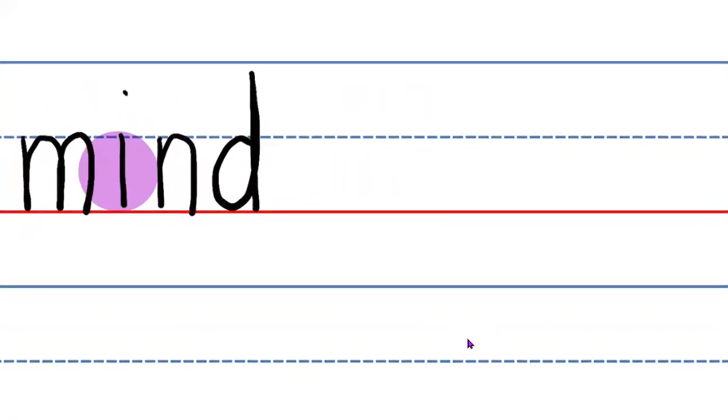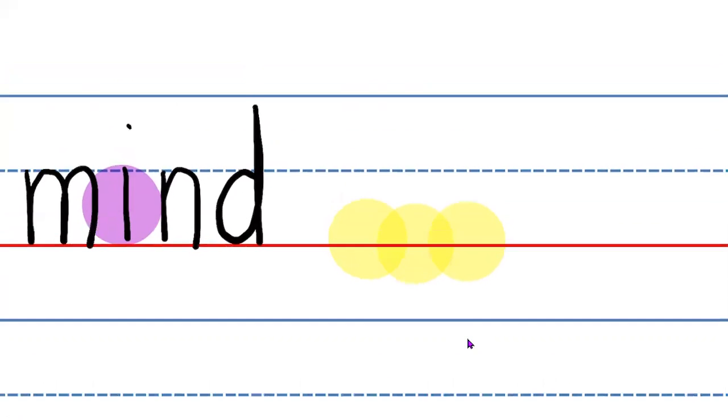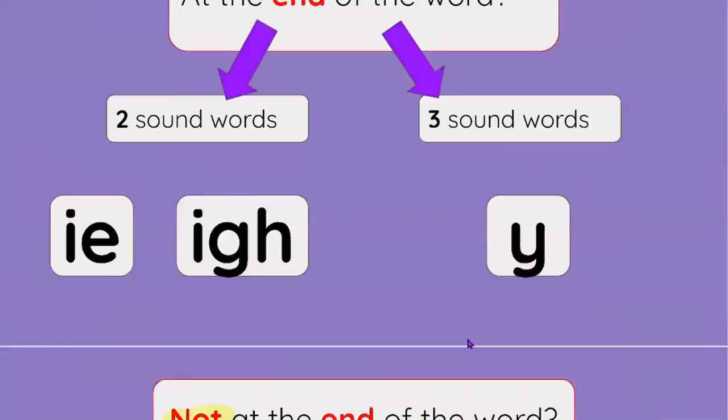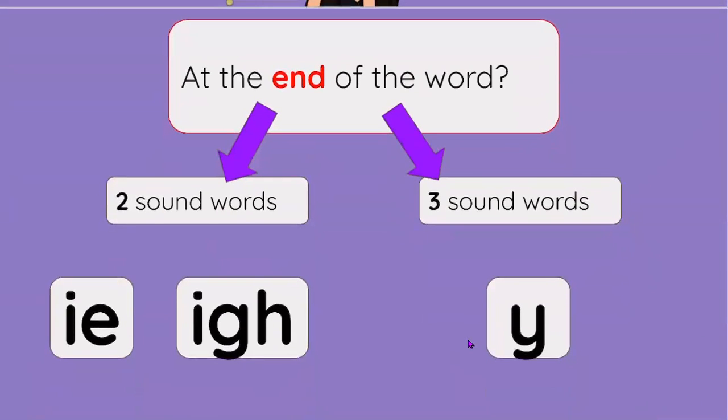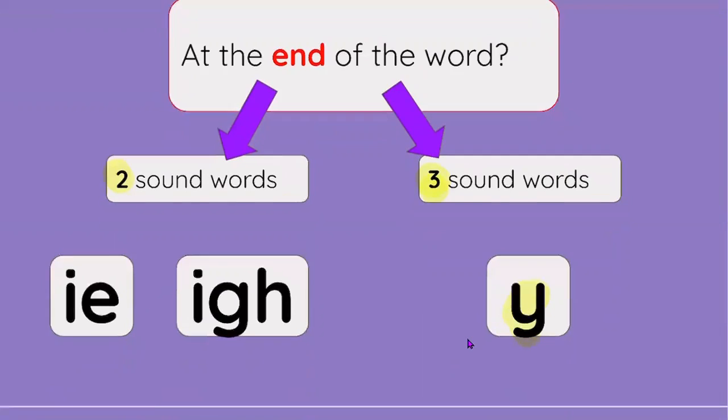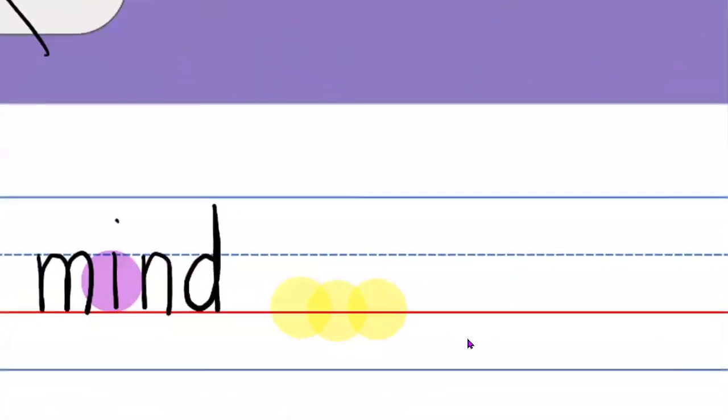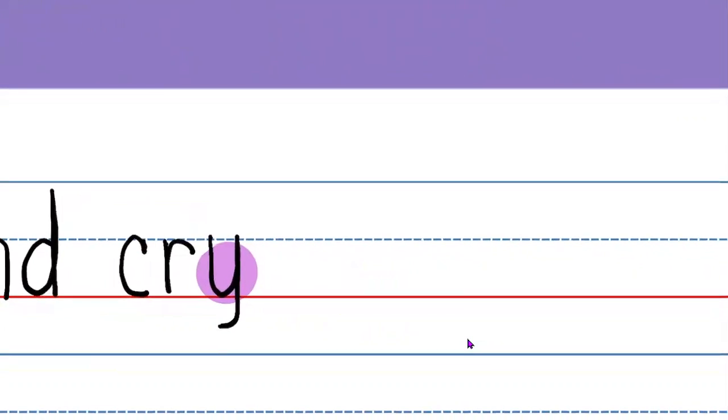Next word, cry. What are the sounds you hear in cry? I. Oh, this one, the I is at the end of the word. Let's look at our visual on that. If it is at the end of the word, is it a 2-sound word or a 3-sound word? Let's say it again. I. That's a 3-sound word. What are we going to do? Use the Y to spell the I sound. Let's write that. I, using the Y. Cry. There we have it.